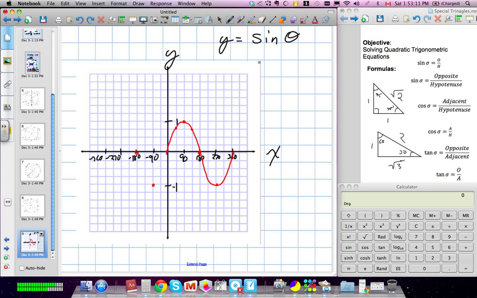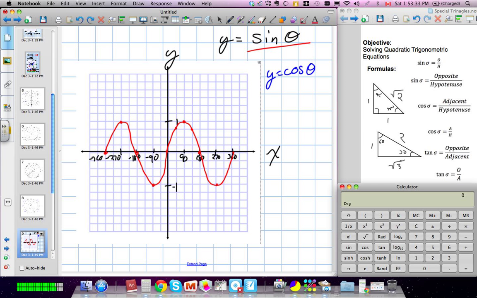Yeah, good. -180? 0. -270? 1. Yep. And 360? 0. So the wave continues like that. Should have done it in red. Sine is the red one, okay? Cos we'll do in blue.